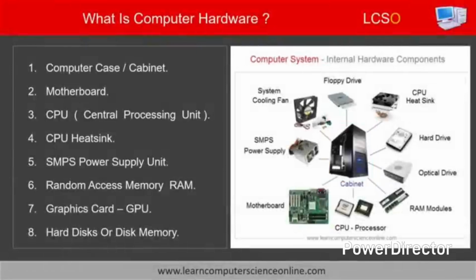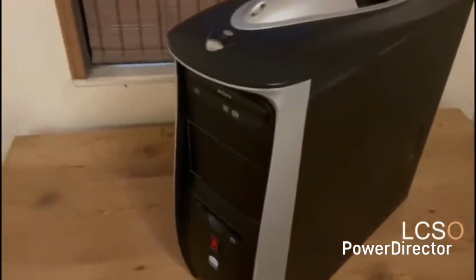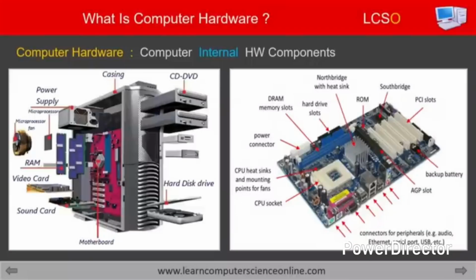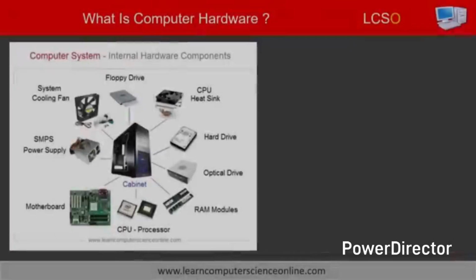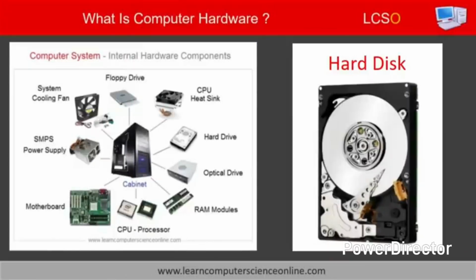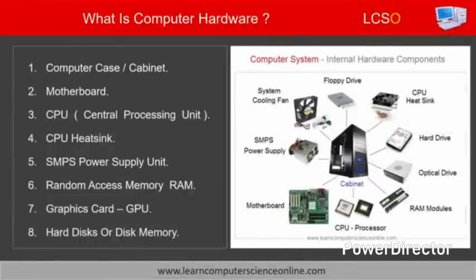Let us start with the first hardware component on our list. That is the computer case. A computer case is also alternately referred to as a computer cabinet. A computer case is a type of metal enclosure used to assemble the various internal hardware components of the computer system. The main function of the computer case is to provide a protected enclosure to organize and assemble various internal hardware components, such as motherboard, microprocessor, data storage memory hard disks, RAM modules, SMPS power unit, and other such hardware components.